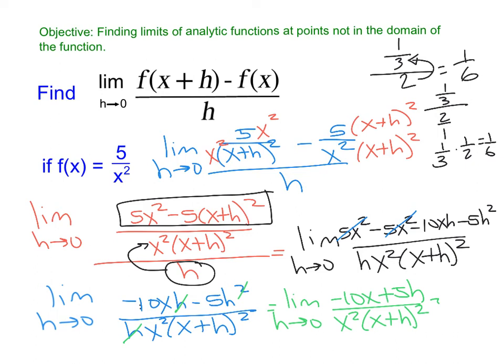When we plug in 0 for h, this goes away. We're left with negative 10x. This goes away. So we have x squared and x squared, which is x to the 4th. And then we can make that negative 10 over x to the 3rd if we want. That's good. Done. I know, it's a lot of algebra, and that's why algebra is the hard part. It's not plugging in 0. It's going through and doing all that crazy algebra.